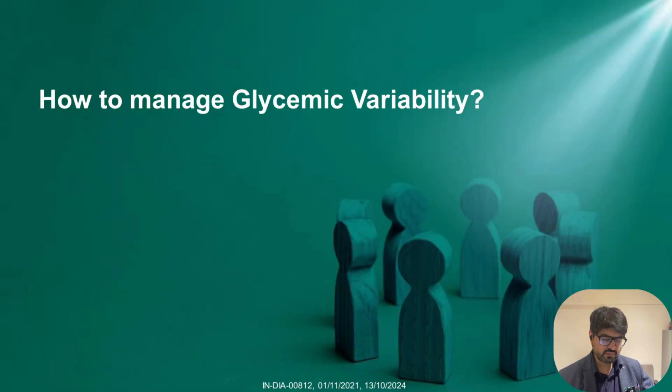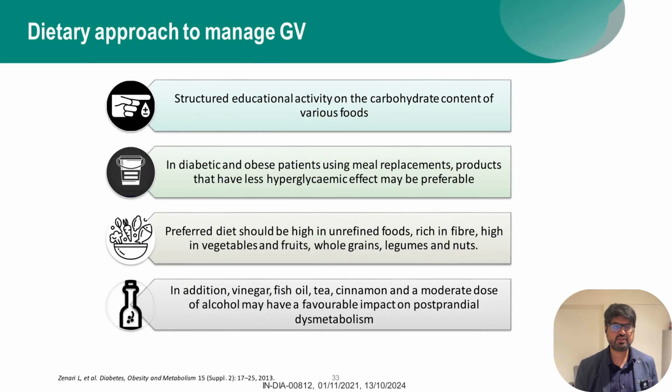Okay. How do you manage glycemic variability? So again, in terms of lifestyle, structured educational activity in terms of carbohydrate content of the food and other things, right? If the patient is diabetic and obese, you could use meal replacement. For example, you can use something like a diabetic meal replacement product. Such proteins basically reduce the glycemic burden and reduce variability. So these are various ways, right? You can see on the chart, right?